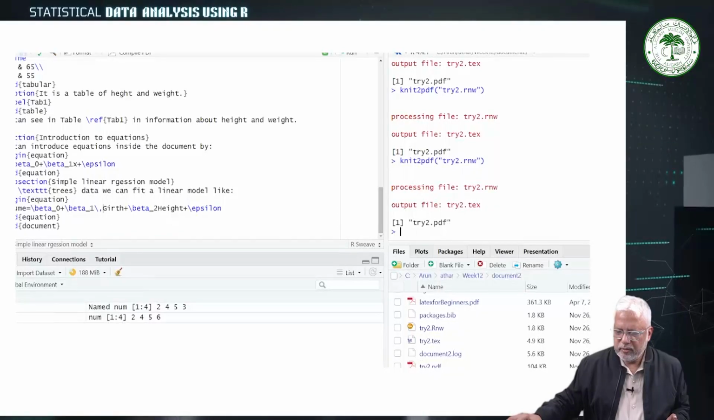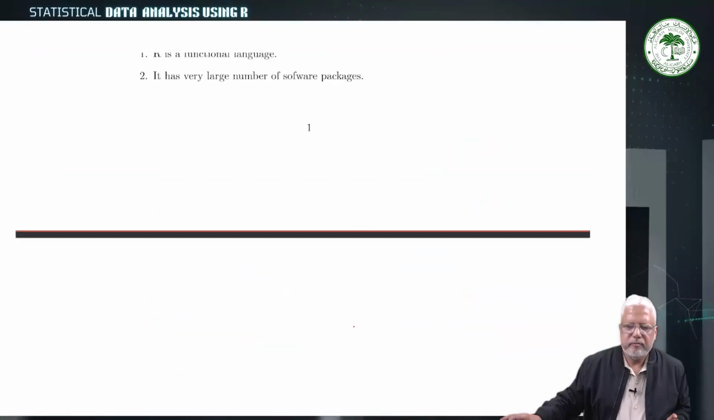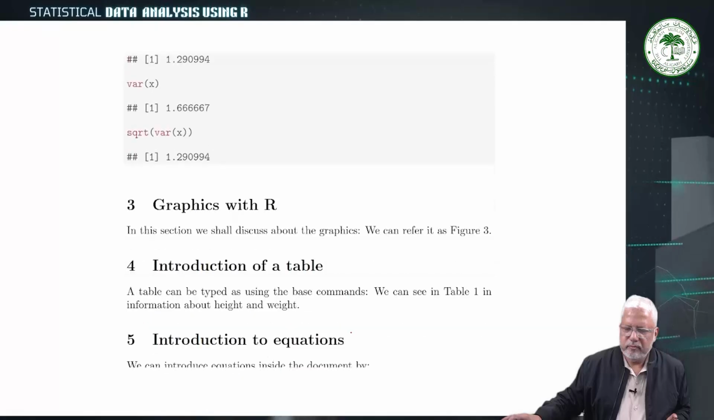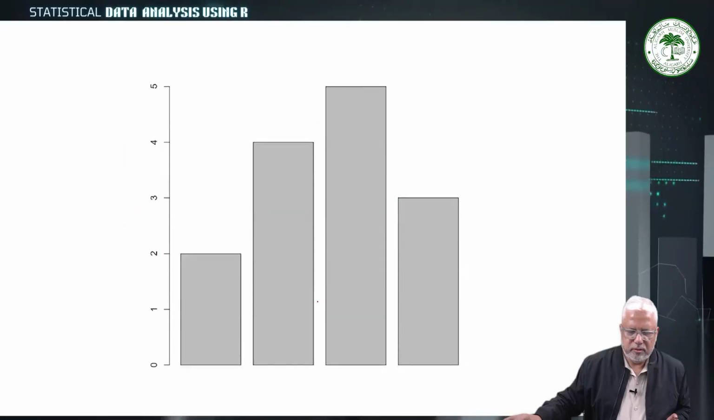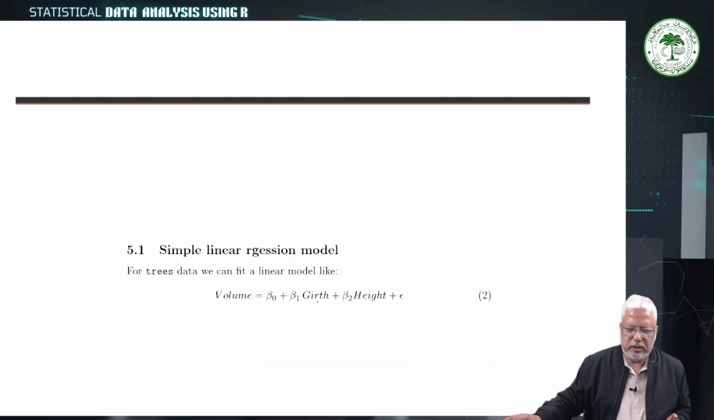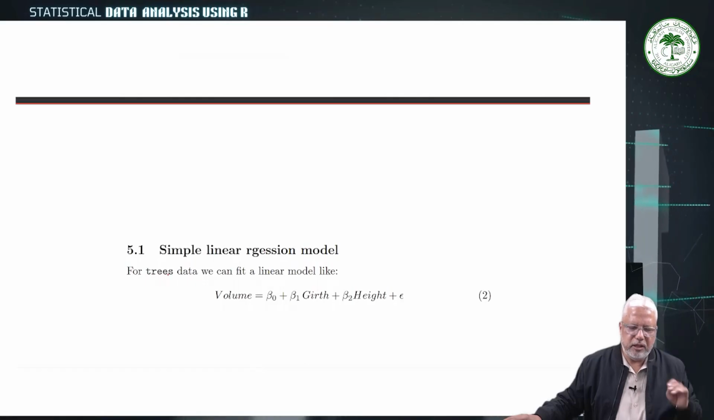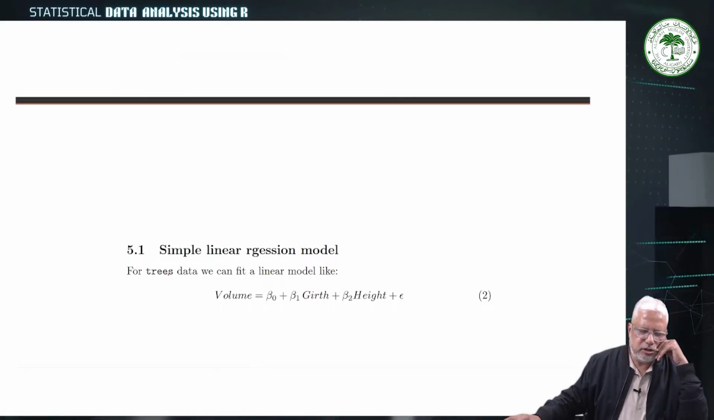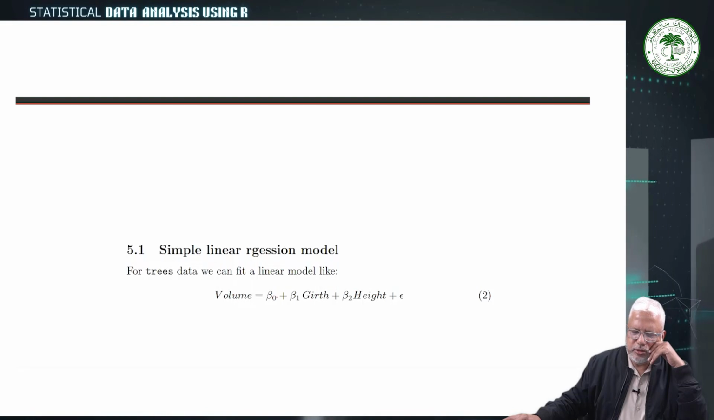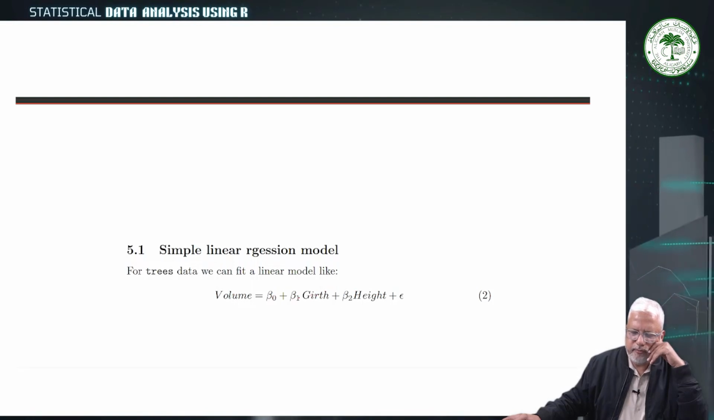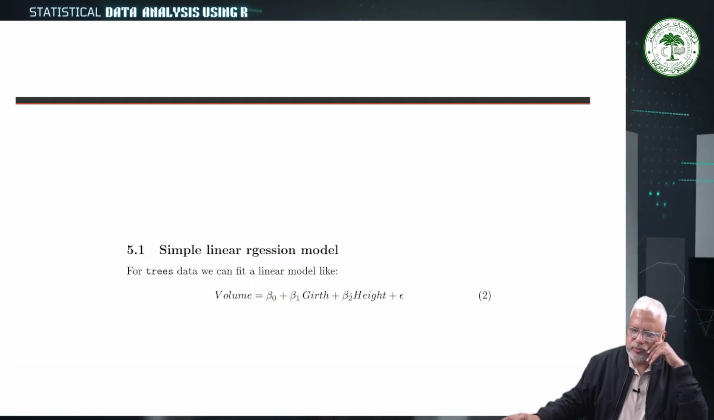See, this is the introduction. And one more section has been generated: simple linear regression model for trees. Here trees has been printed in typewriter font because we have written textTT, typewriter font. Data, we can fit a linear model like volume is equal to beta 1. Here there is space between beta 1 and girth plus beta 2 height. We have not put a space here and that's why it comes without one.